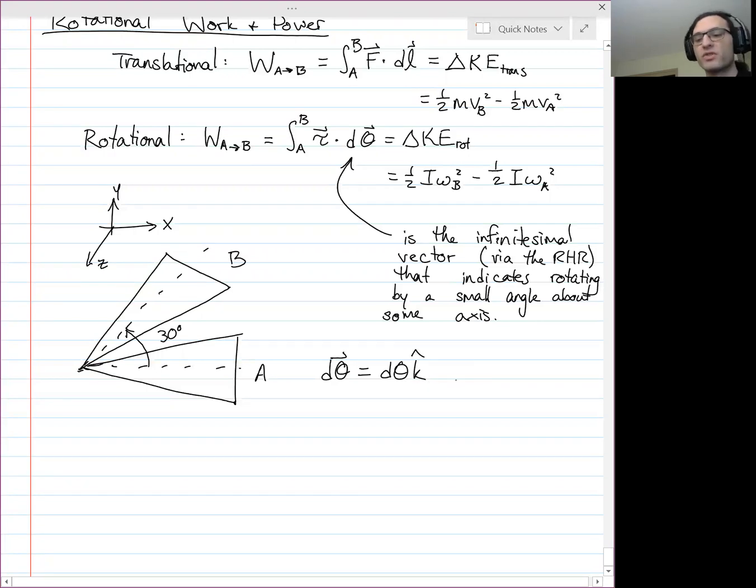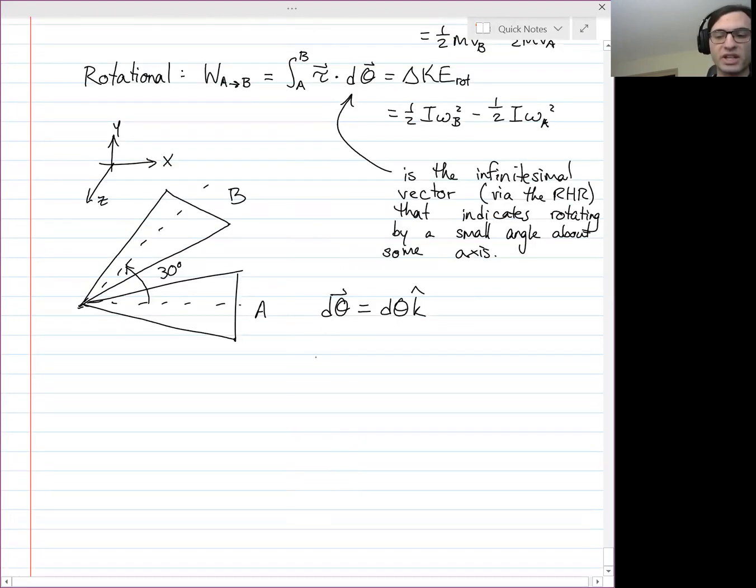And then the magnitude of this vector is just d theta. RHR is right-hand rule. So the integral here in this very specific case would be something like 0 to, well, what's 30 degrees in radians? 0 to pi over 6. And then it would be whatever the force is, or whatever the torque is, the magnitude of the torque times d theta, assuming that the torque was in the same direction as the path.